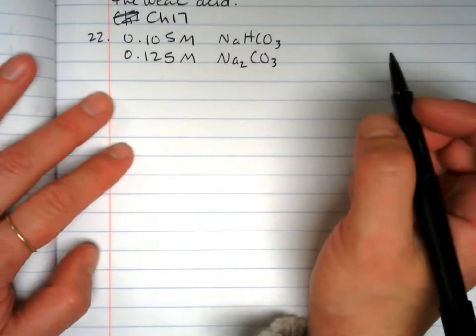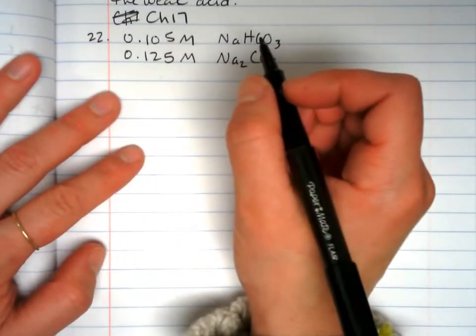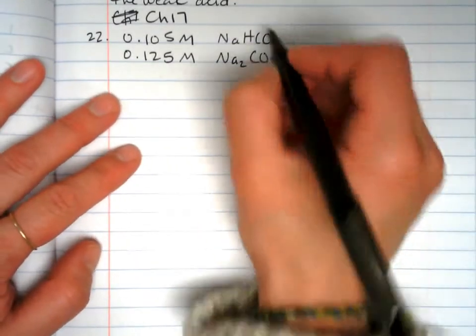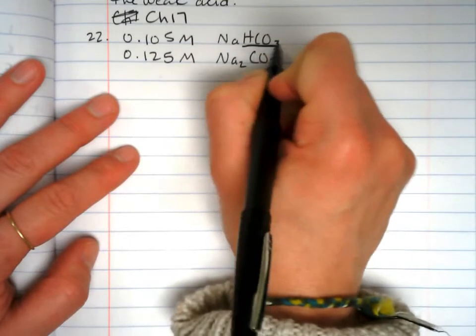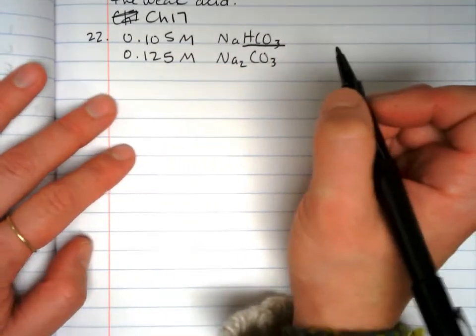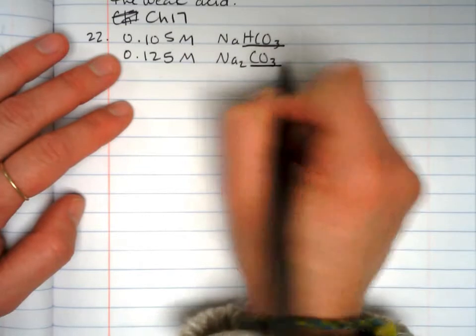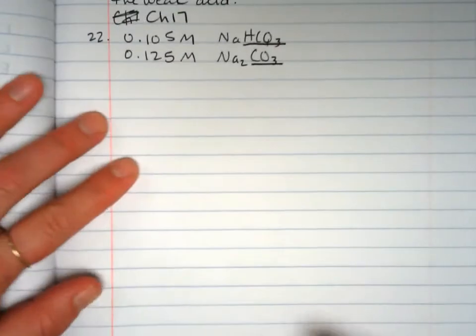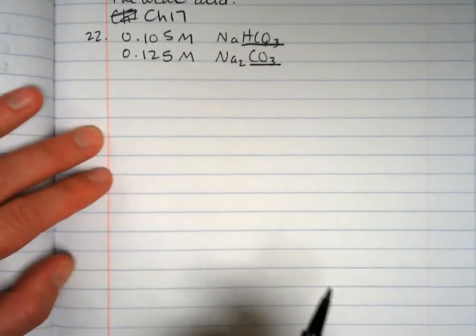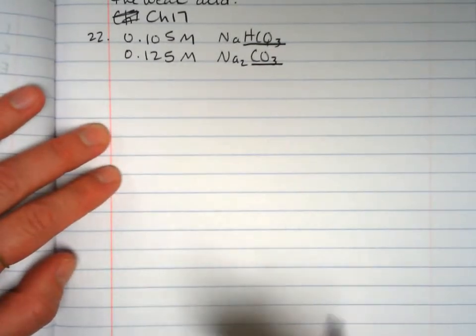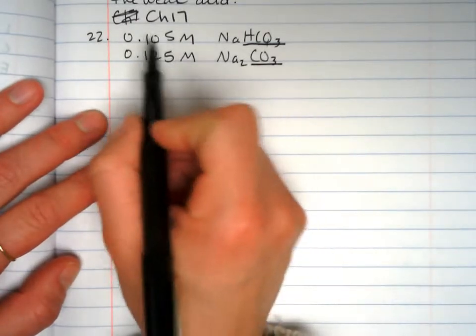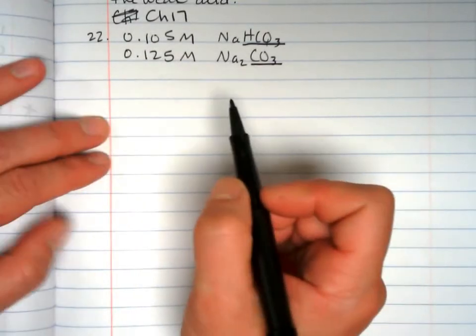The first thing I'm going to do in this problem is look at what I have here. I basically have two salts, but when they break down, I'm going to have HCO3 minus and CO3 2 minus. I can see these two things are conjugates of each other. They're both going to exist in this buffer, and what a buffer needs in order to be a buffer is a conjugate acid and a conjugate base of each other. So I know I have some amount of conjugate acid and some amount of conjugate base.